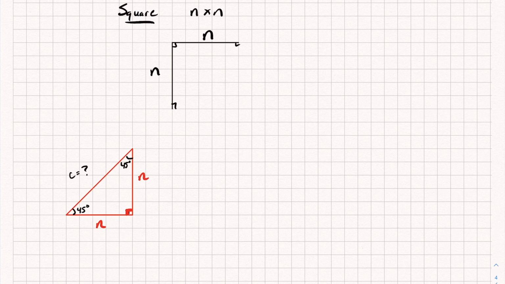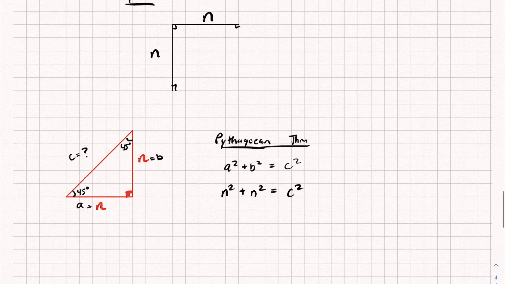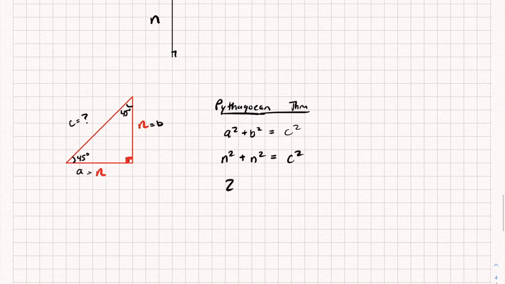Okay, so again, I'm going to use the Pythagorean theorem to find the missing side. a squared plus b squared is c squared. Let's just call this side a, this side b. So then this is n squared plus n squared is equal to c squared. And I get 2n squared is equal to c squared. Now again, I'm solving for c. I'm not solving for n.